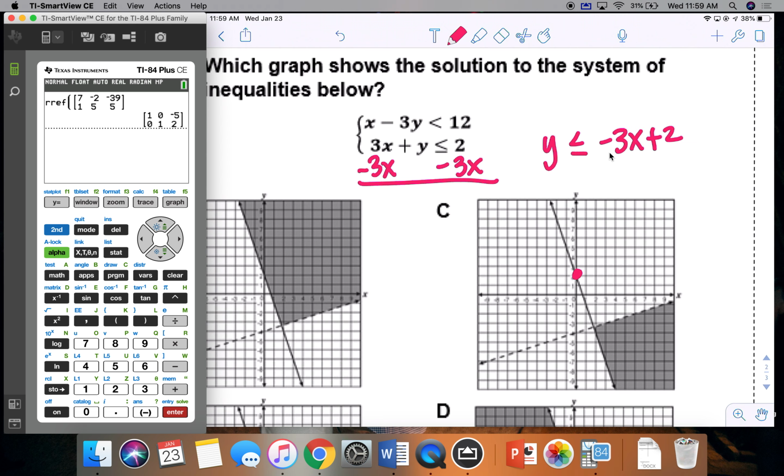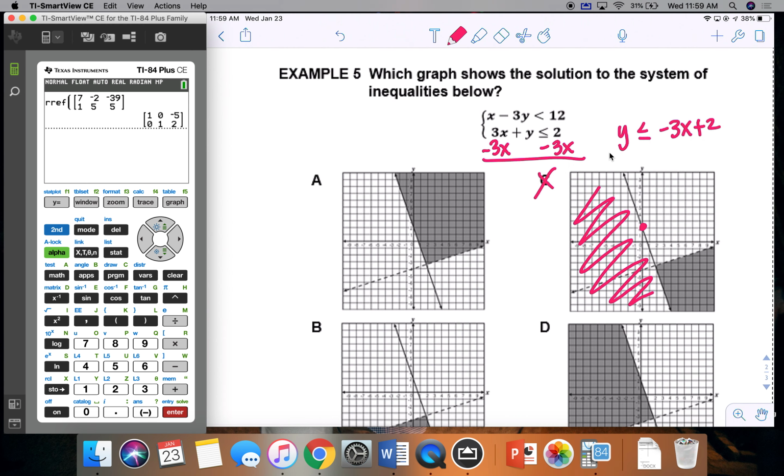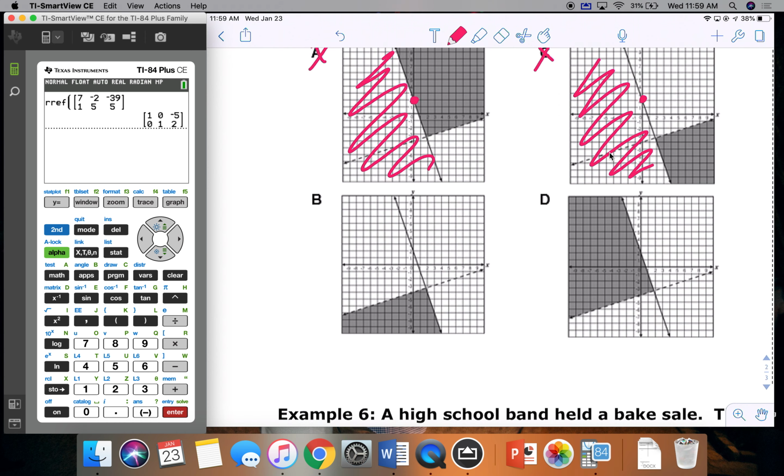So I'm looking for it to cross at 2. I'm looking for it to have a solid line, and less than would be shaded underneath, which is not answer choice C. A, I'm looking for it to cross at 2, have a solid line and be shaded underneath, which is not that one. B, cross at 2, solid line, shaded under, that one fits. D, cross at 2, shaded under, that one works as well.